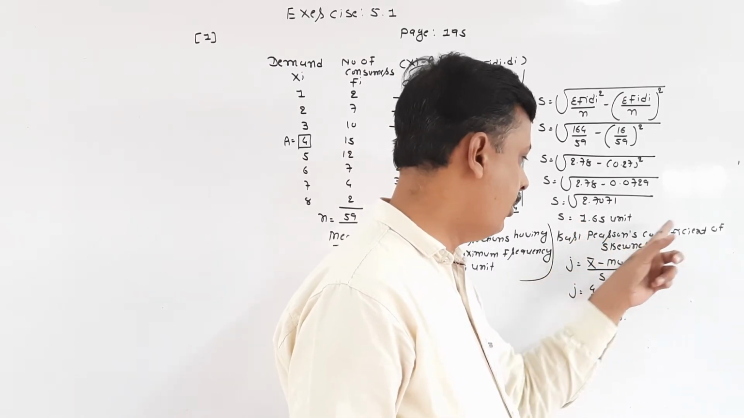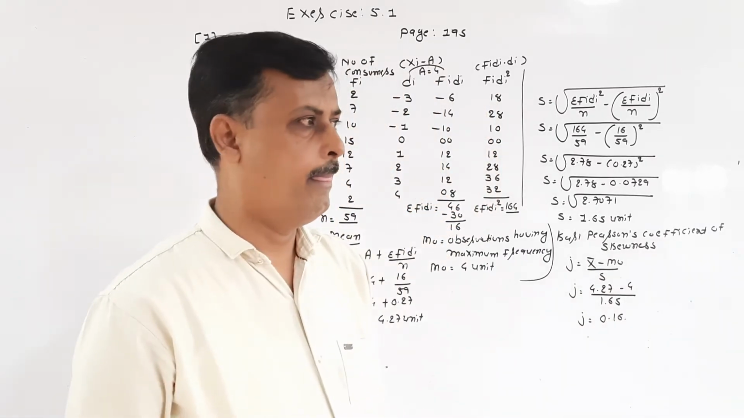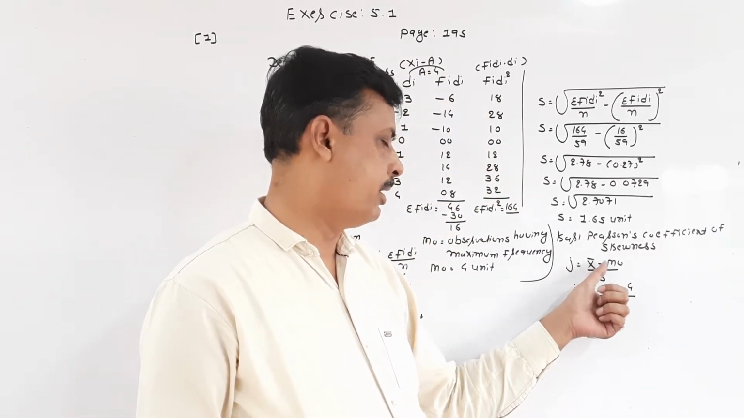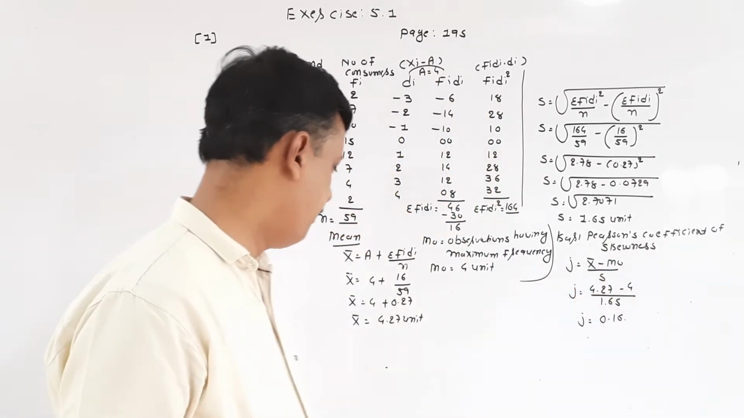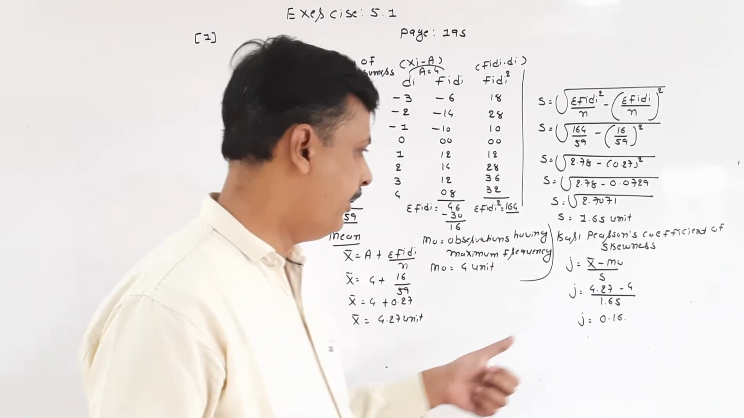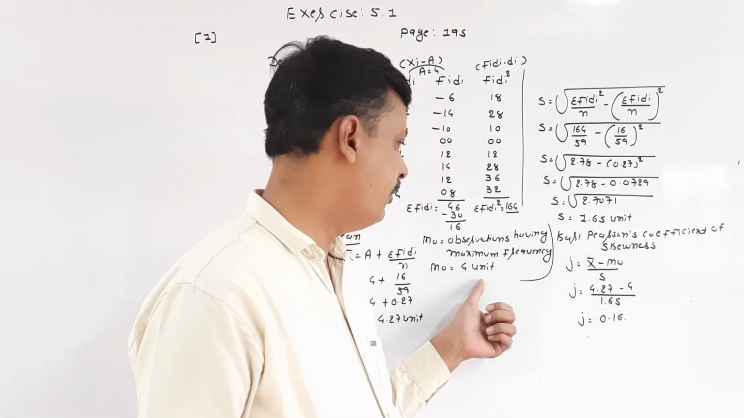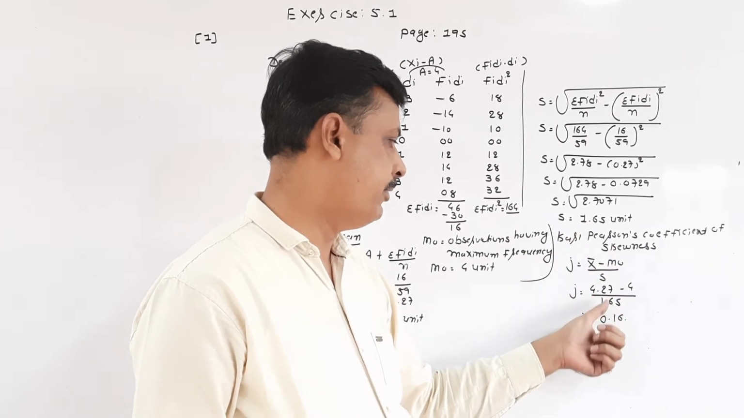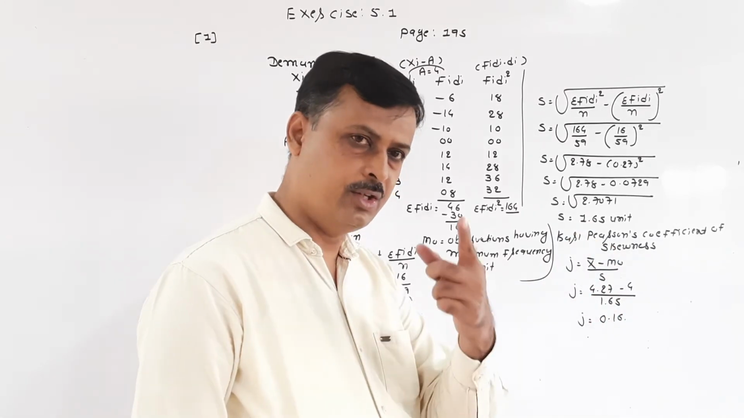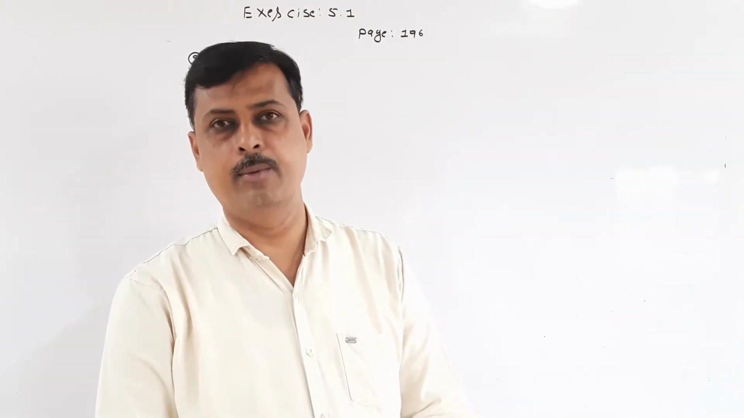Karl Pearson coefficient of skewness, J is equal to X bar minus mode upon S. X bar is 4.27, mode is 4, S is 1.65. So the final answer is 0.60. Example number 2.